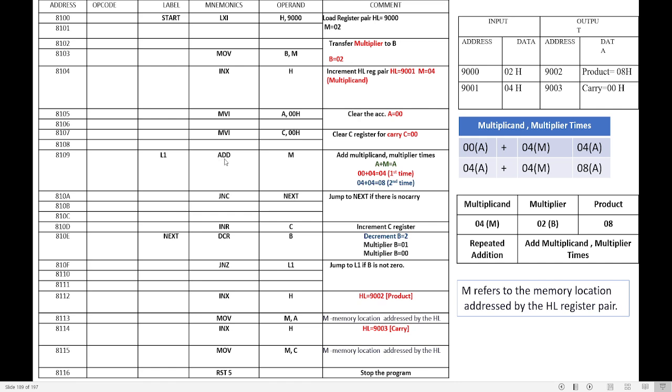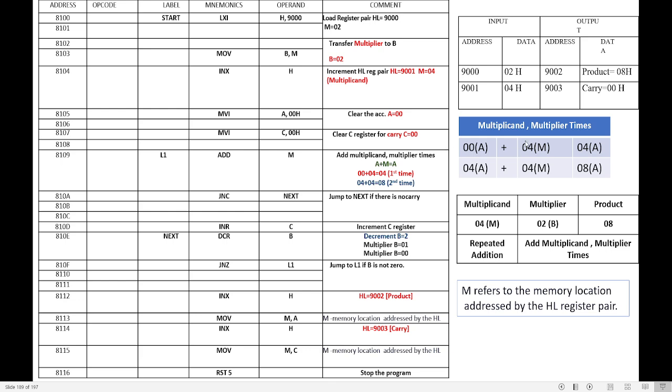So what do I do? Add M. If I write this instruction, what happens? A is added with M, and the answer is stored in A. So what is my A? A is 00. What is my M? My multiplicand, which is 04. If I perform the addition, 0 plus 4 is 4. That is stored in A.